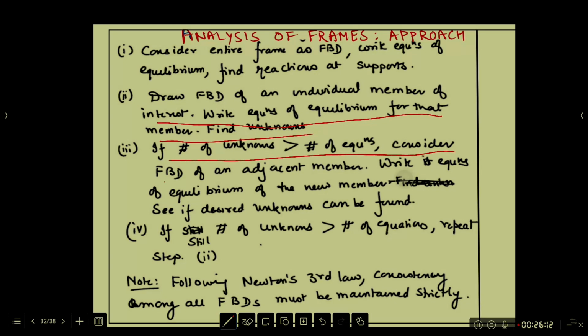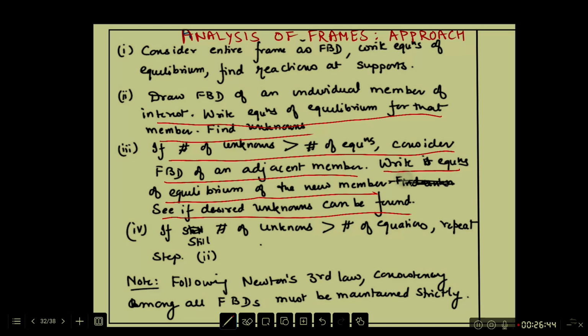Every time you draw the FBD of a new member, you get access to 6 scalar equations if it is a 3D problem. If it is a 2D problem, every rigid body comes with its 3 equations all the time. So whenever you are falling short of equations, keep going to the adjacent rigid bodies and keep adding equations till you match the number of unknowns to the number of equations.